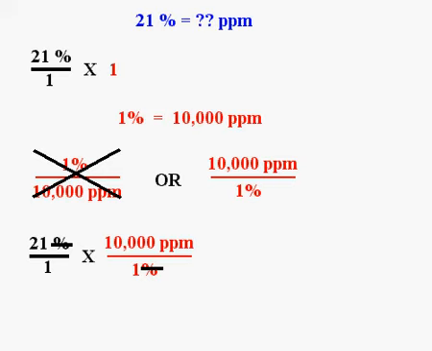I have 21 over 1 times 10,000 over 1. When I multiply that out, I get 210,000. What's the unit? Well, the unit percent has canceled. The only unit left is parts per million. So the answer is 21% is the same as 210,000 parts per million.